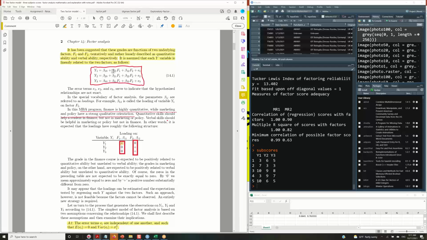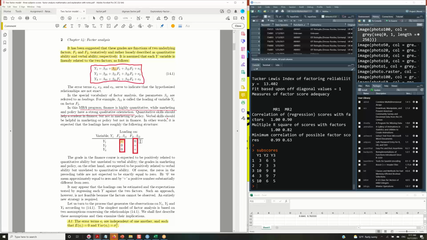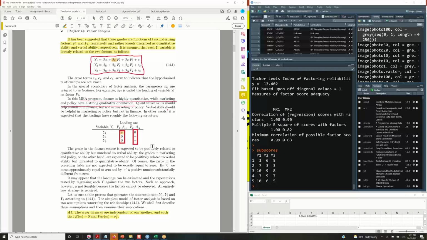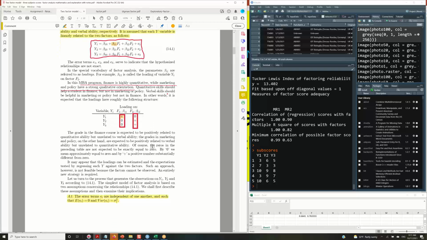Highly loaded means this beta 1,1 is going to be a high number, while beta 1,2 and beta 1,3 will be low numbers. Here, beta 2,1 is going to be a low number, and beta 2,2 and beta 2,3 are going to be high positive numbers. That's what loadings mean, expected loadings. Okay, some kind of understanding we have. So far so good.